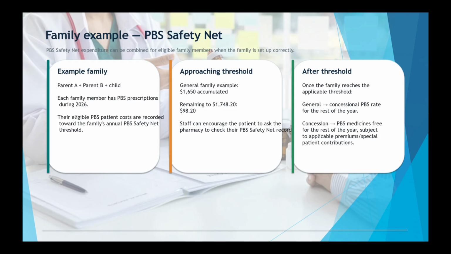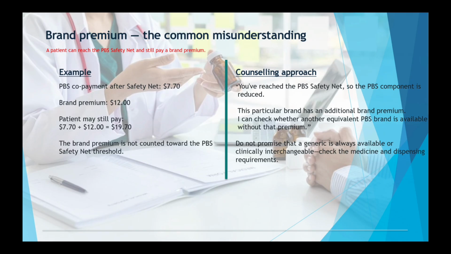After the threshold, once the family reaches the applicable threshold, it is the concession PBS rate for the rest, as I have already explained. If they are general patients with just the Medicare card, once they have reached the safety net, the price won't be zero for them, it will be $7.70, which is the concessional price. For concession patients, it will be zero for the rest of the year. And about the brand premium, I have already explained this. They still need to pay the premium charge, and the premium charge won't be added towards the safety net.